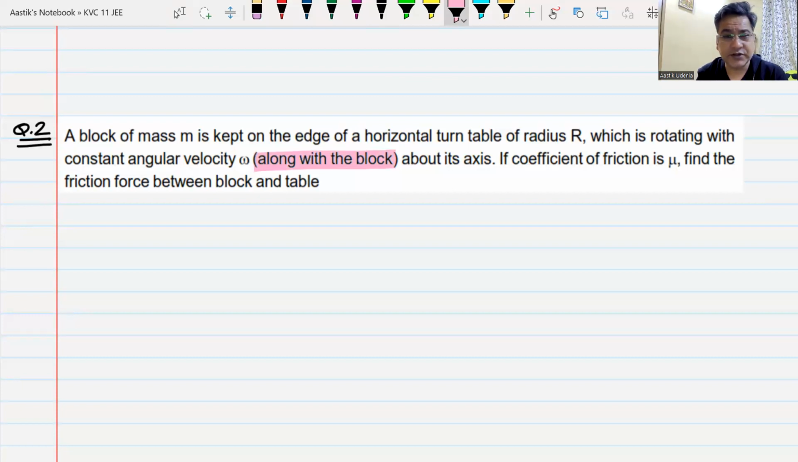So with respect to the table, the block is stationary. The turntable is rotating with the block. The coefficient of friction is mu. Find the frictional force between the block and the table. You have to find out the frictional force between the block and the table.